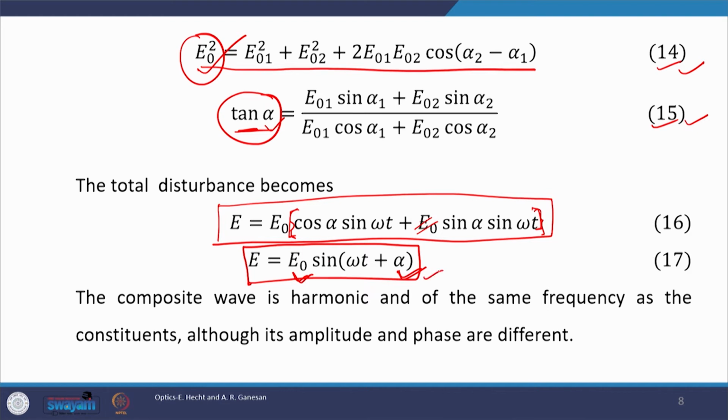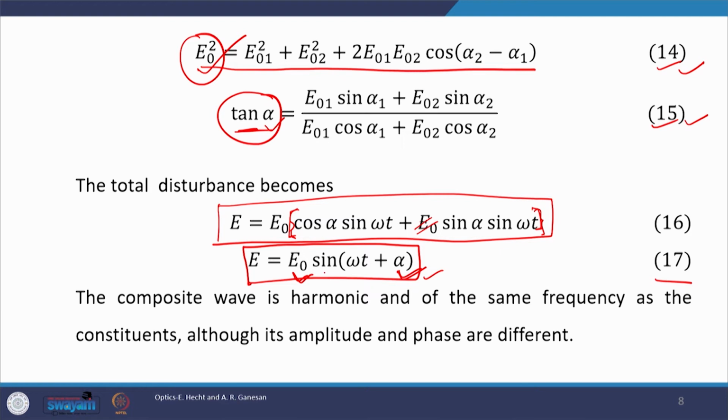All the things are known in equation number 17, and this is the resultant disturbance in the medium. If we let two waves of the same frequency overlap in space and time, then the resultant disturbance will be given by equation number 17. What we see here is that the resultant disturbance, given by equation number 17, is again a harmonic wave.